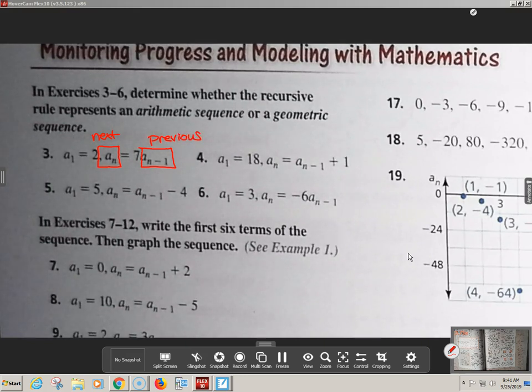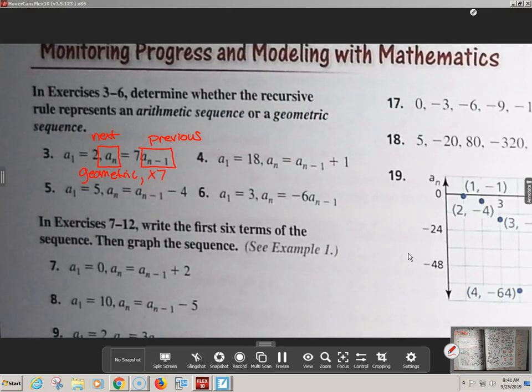If you need to, even put your hand and cover him up. I know it's nasty notation, just cover him up. His name is previous. To get to the next, what do we need to do to the previous? Multiply by 7. Who is he? Arithmetic or geometric? Geometric. Yeah! He's geometric. Why? Because you're multiplying by 7.